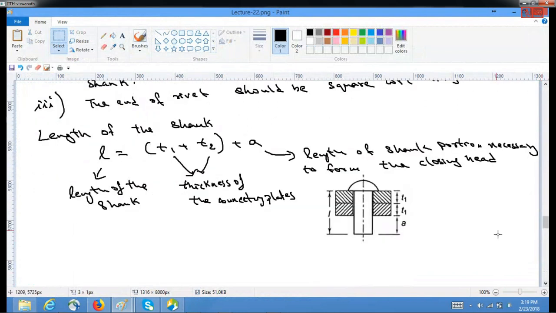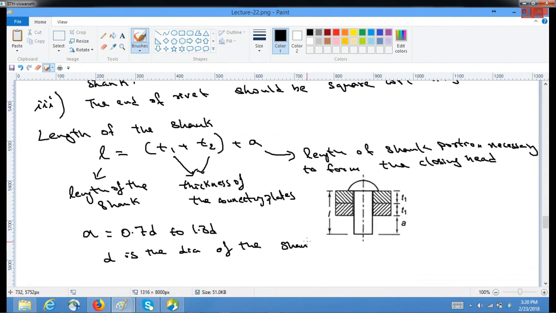So as you have seen, the total length of the shank is T1 plus T2 plus A, which is the minimum portion that is required to form the closing head. And generally, the value of A is equal to 0.7 times D to 1.3 times D, where D is the diameter of the shank. This is the length of the thing.